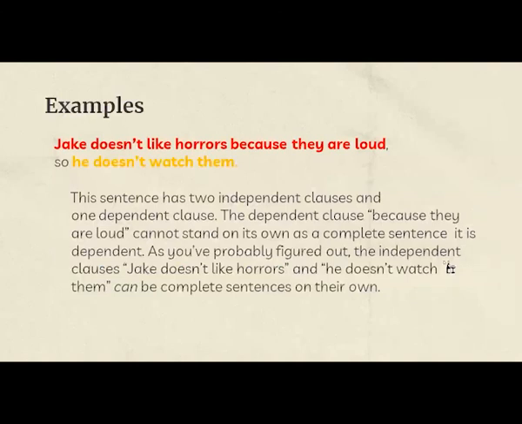For example: Jake doesn't like horrors because they are loud, so he doesn't watch them. This sentence has two independent clauses and one dependent clause. The dependent clause, "because they are loud," cannot stand on its own as a complete sentence. It is dependent. As you have probably figured out, the independent clauses, "Jake doesn't like horrors" and "he doesn't watch them," can be complete sentences on their own.